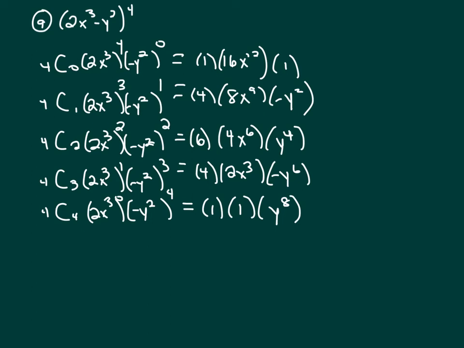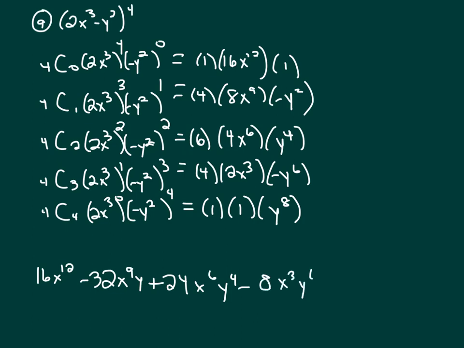All right, so if we just want to write out our final expression now, if we multiply together these first terms right here, we get 16x to the 12th. And when we multiply these out, we get negative 32x to the 9th y squared. When we multiply our next set of terms right here, we're going to wind up with 24x to the 6th y to the 4th. And just to keep going, the next set is going to wind up with negative 8x cubed y to the 6th, and then finally plus y to the 8th.